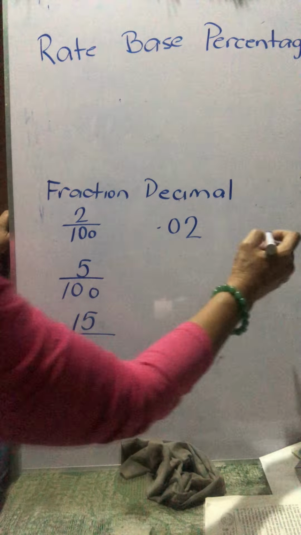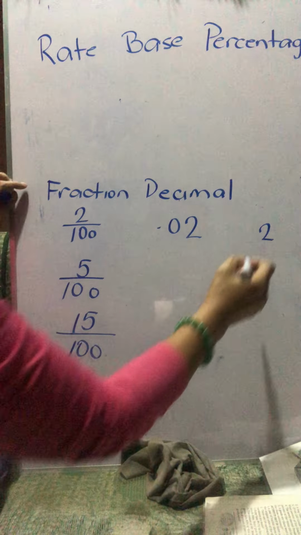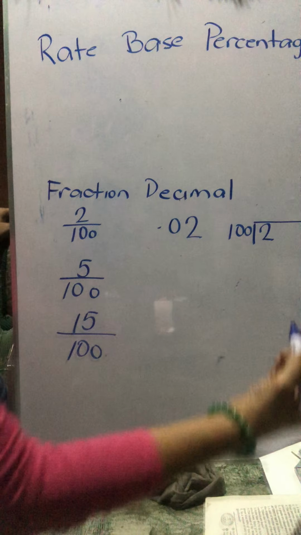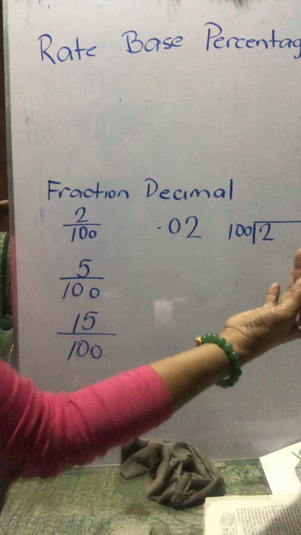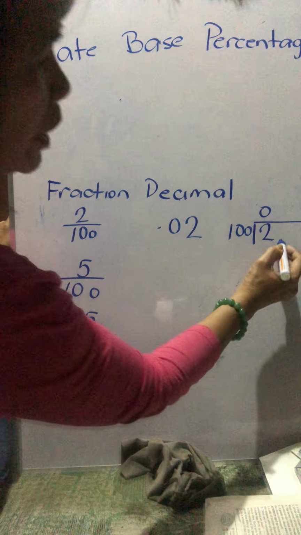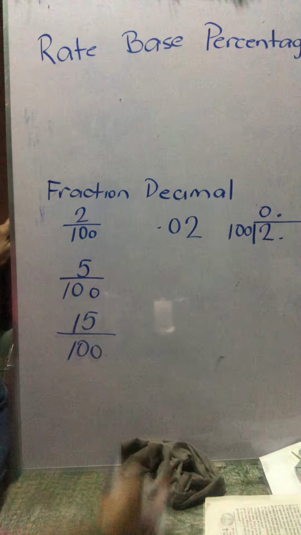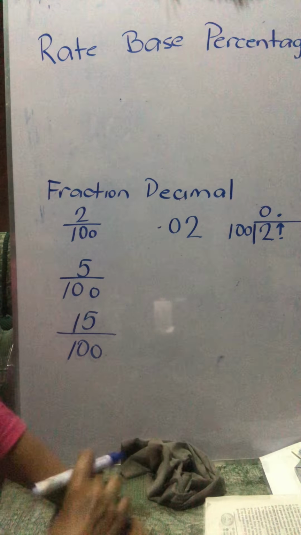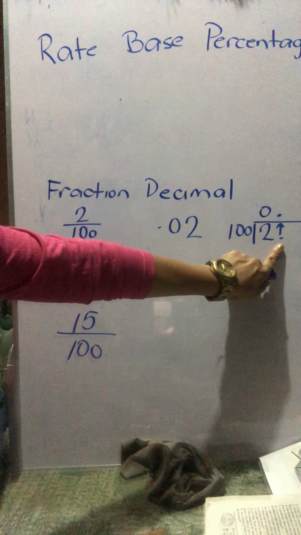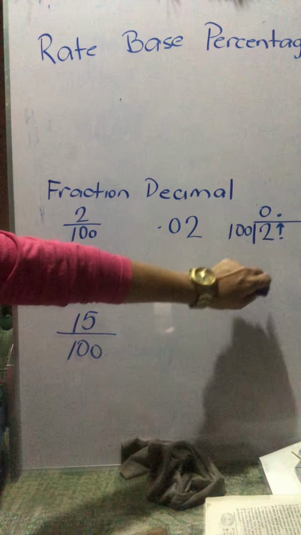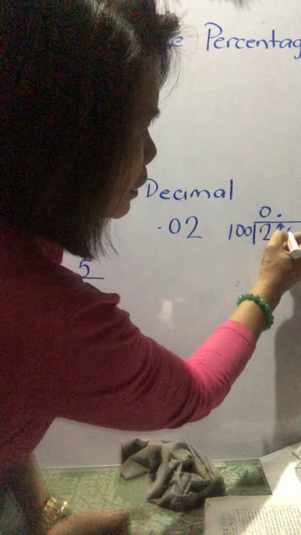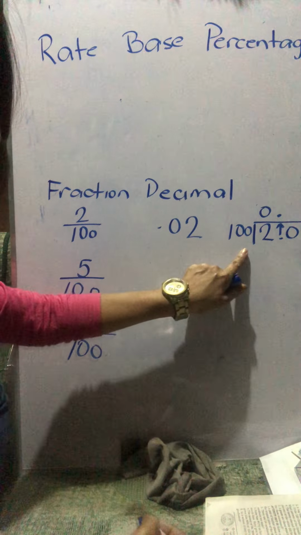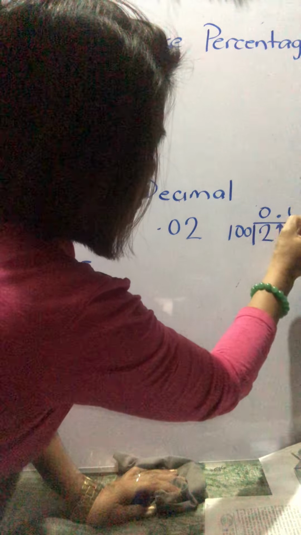Okay, like this. This 2, you divide it by 100. In 2, how many 100? None. Put 0 here. Put a decimal point and raise the point. Add another 0 here, so that would be 20. In 20, how many 100? None. You put 0 here.